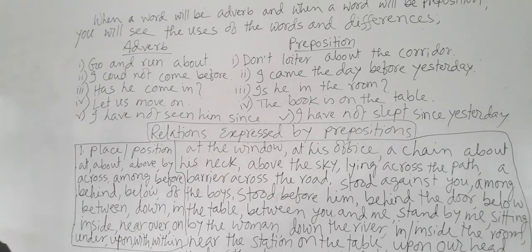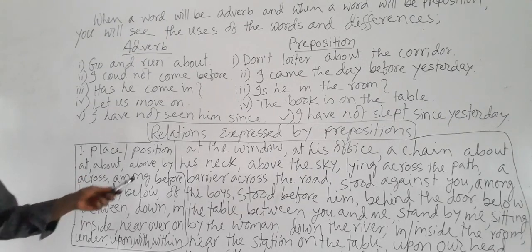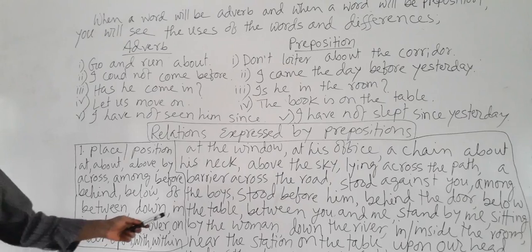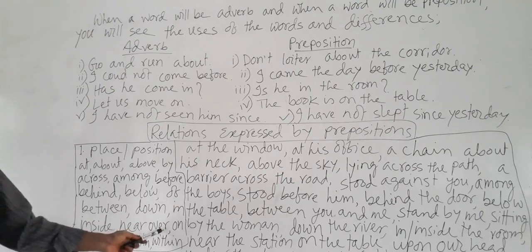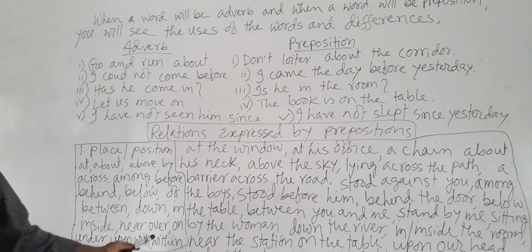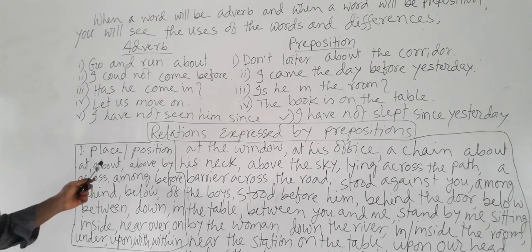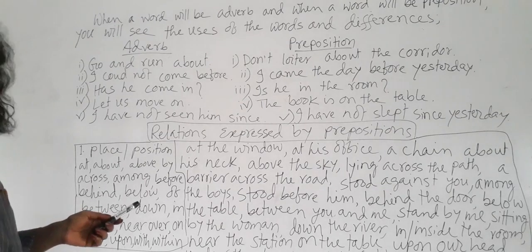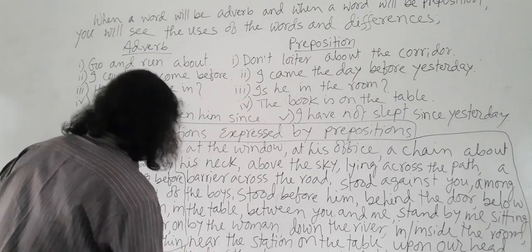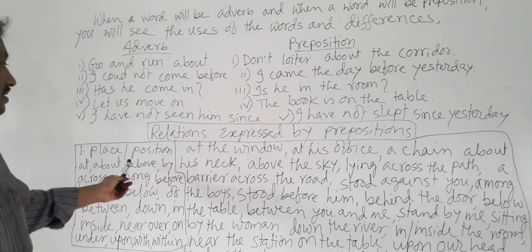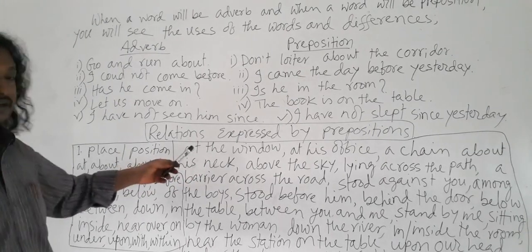Next, the relations expressed by prepositions. In the case of place or position, these prepositions are used: at, about, by, across, among, before, behind, below, of, between, down, in, inside, near, over, on, under, upon, with, within. So these prepositions are used for place or position. You will see the words as phrases.